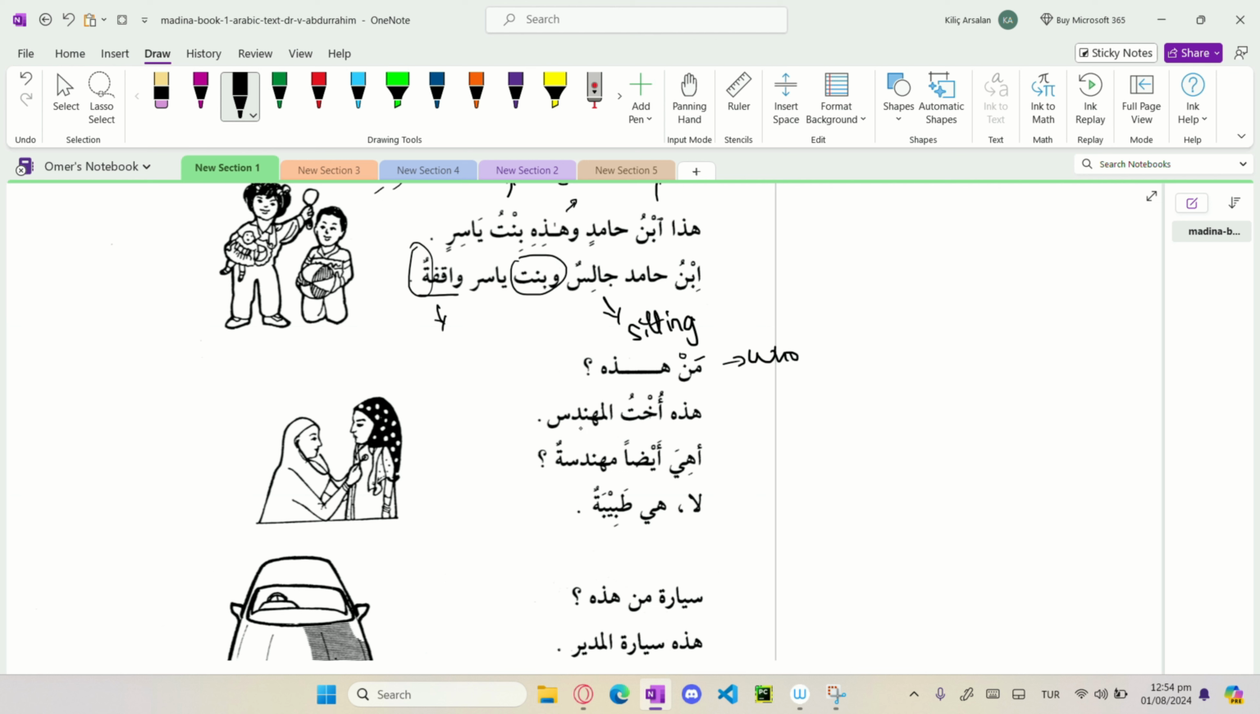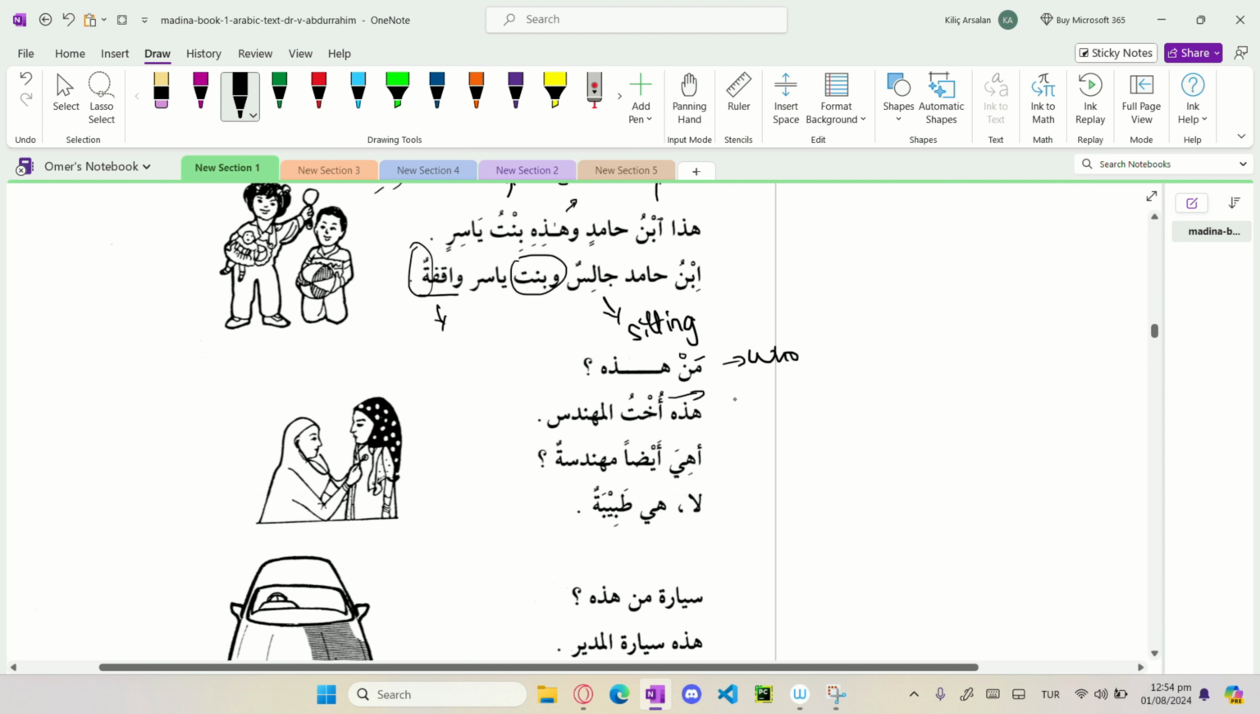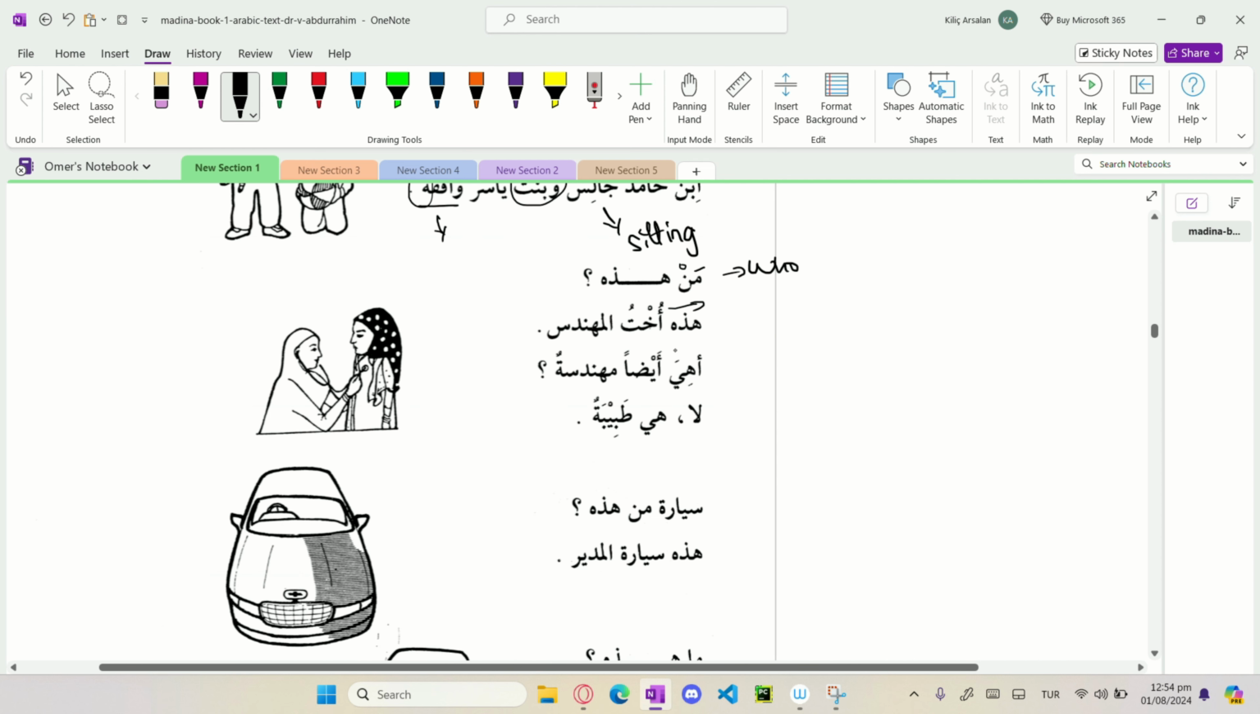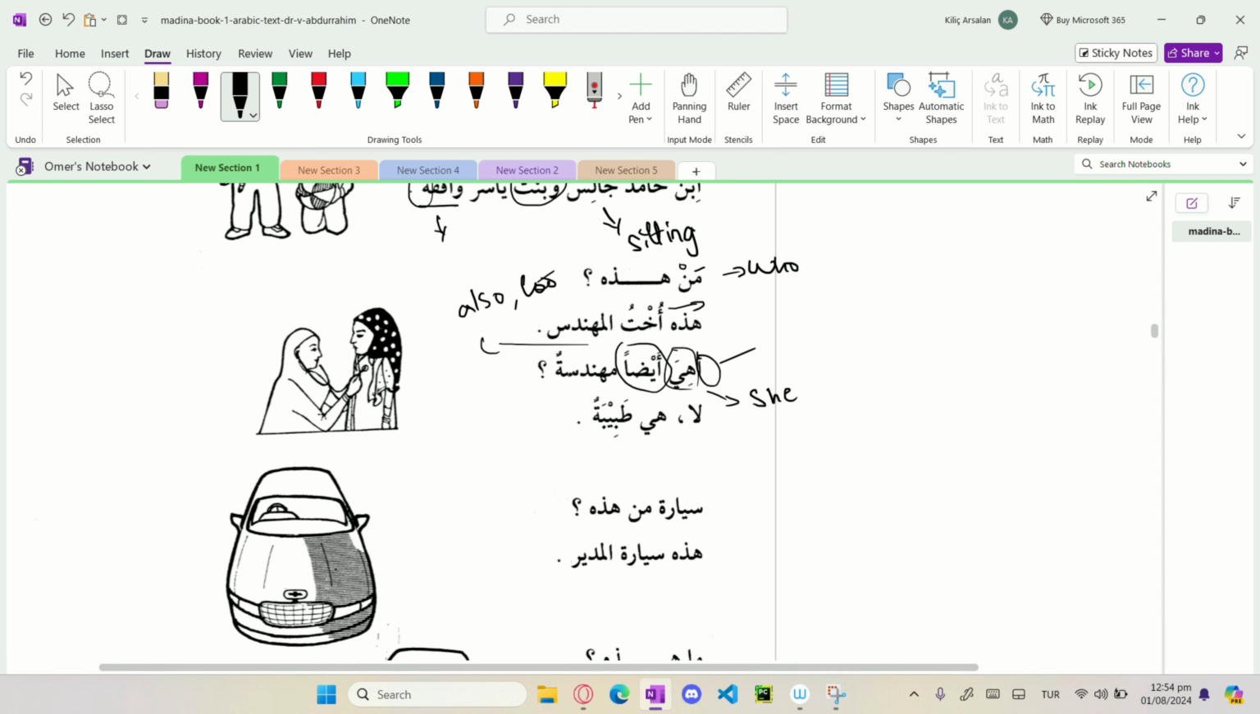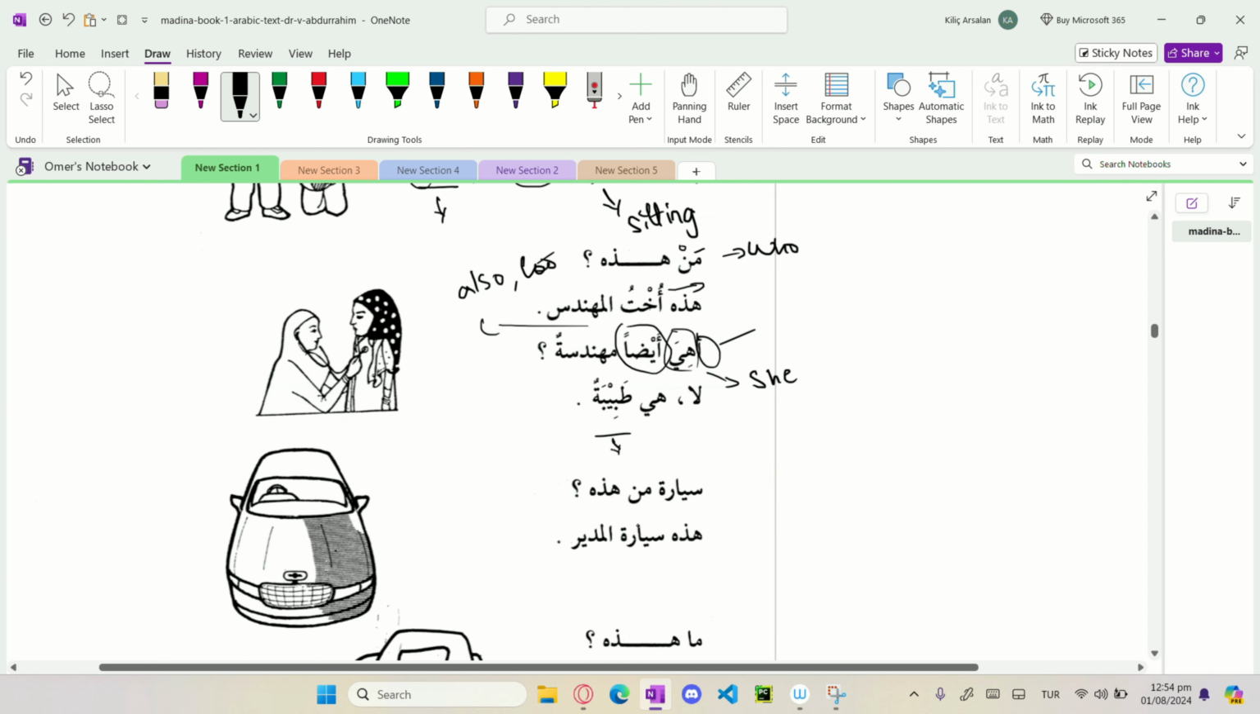Hazihi ukhtul muhandis. This is the sister of the engineer. أهي أيضا مهندسة. Hamzat al-Istifham. Hiya is the pronoun for she. أيضا means also, too. Muhandis is for males, and muhandisa with ta marbuta, hence female engineer. So هي أيضا مهندسة, is she an engineer too? لا هي طبيبة. Tabib is for doctor, and tabiba is for female doctor.